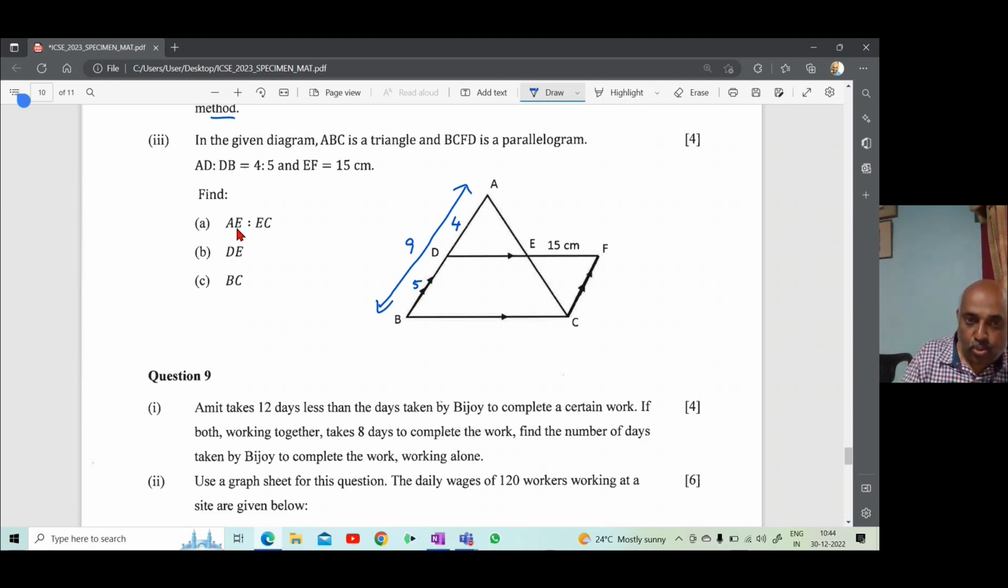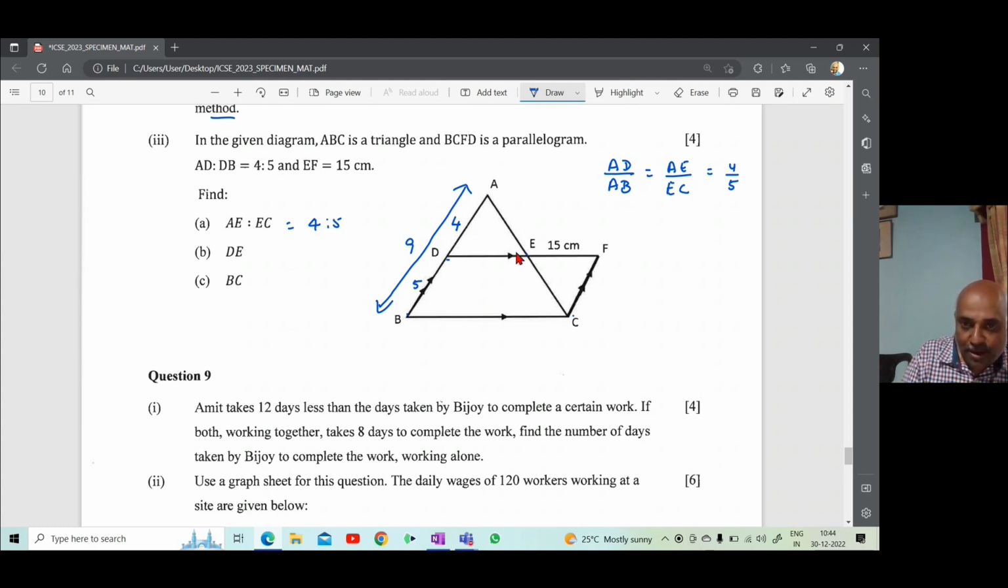Okay. So they are asking you what is AE is to EC. Remember this line. This is a triangle and you're drawing a parallel line. So AD over BD will be equal to AE over AC. AD over AB is equal to AE over EC. So I know what is AE over AC, which is 4 over 5. Because they are saying 4 is to 5, this will also be 4 is to 5.